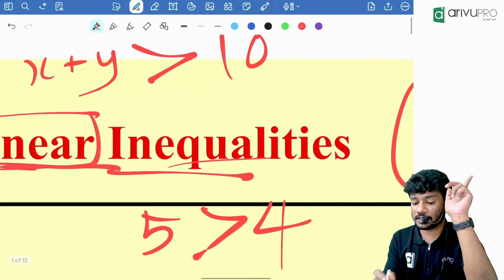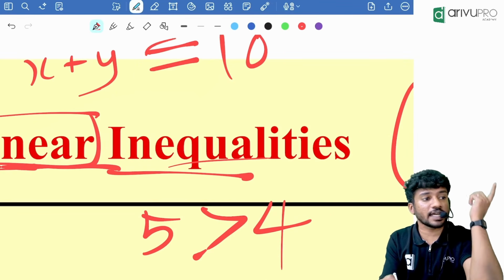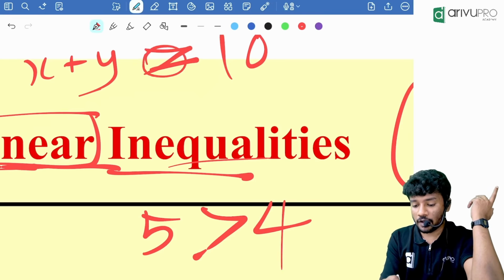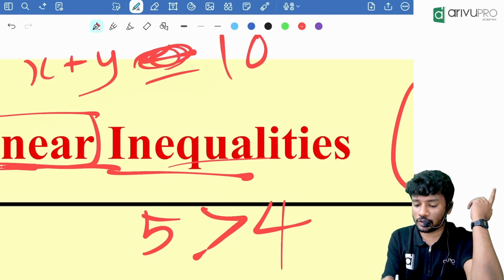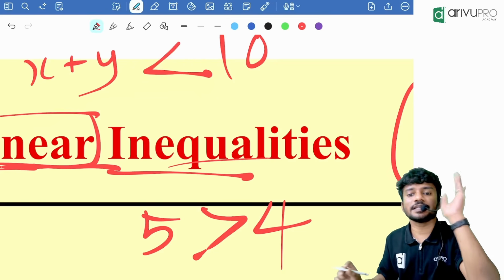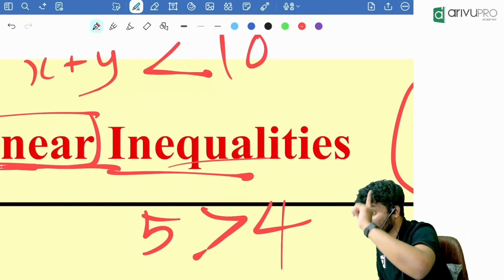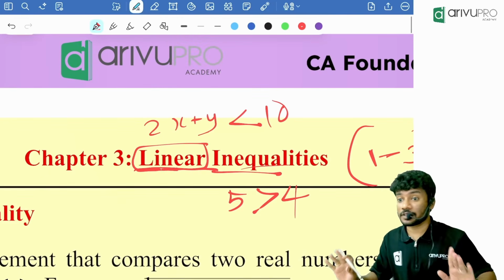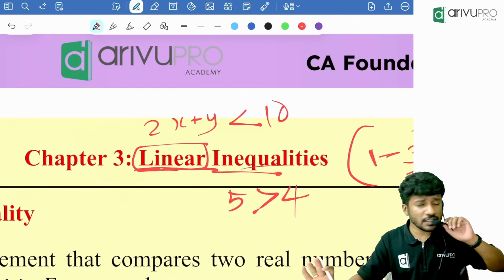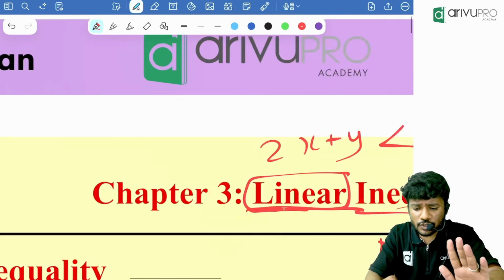When it is inequality, instead of an equal to sign, there is a greater than sign, or greater than or equal to, or less than or equal to, or less than sign. Then it is called linear inequality. Is this clear? Not at all important. The base. Everyone understood the base? Now, one question.